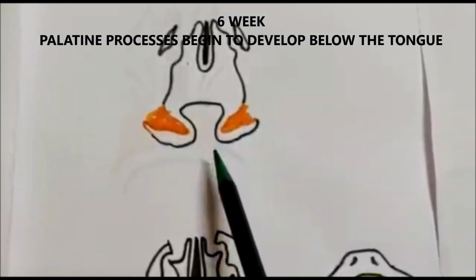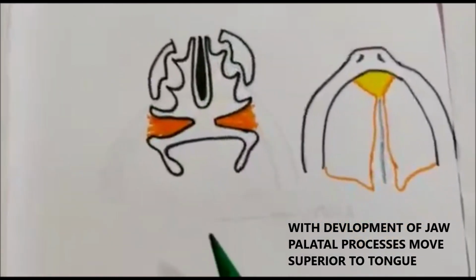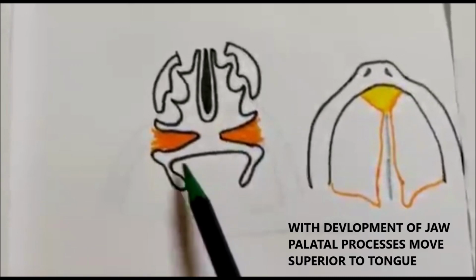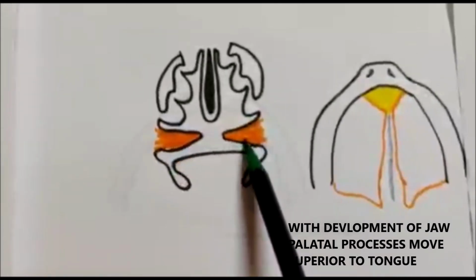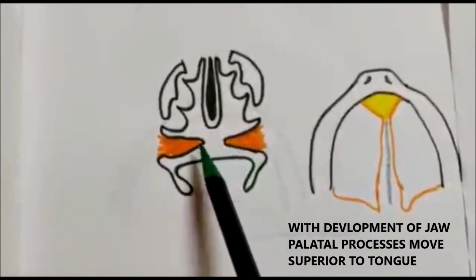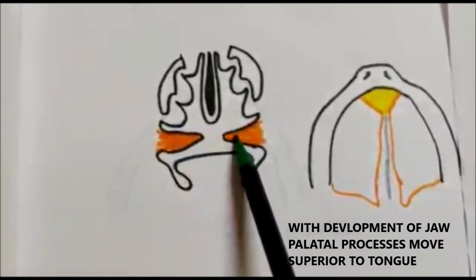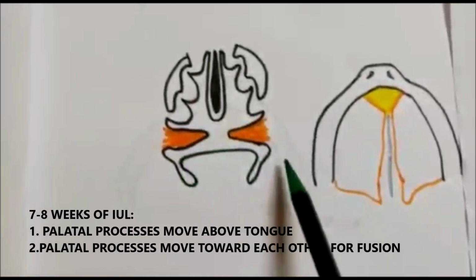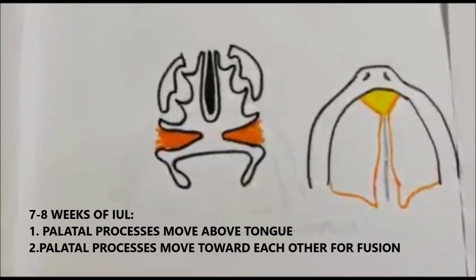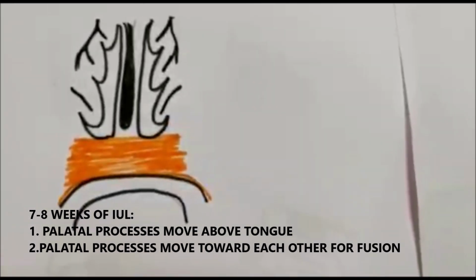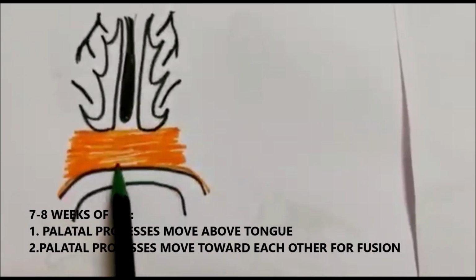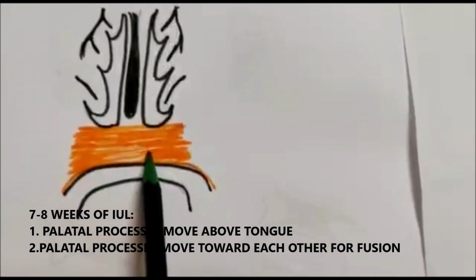But later on, as the jaw develops, the tongue becomes relatively smaller, and because of that these palatal processes or the secondary palate get more space and move above the tongue, and then they start growing medially towards each other. This all happens at around 7 to 8 weeks of intrauterine life. Gradually these palatine processes move towards each other and fuse in the center, thus separating the nasal cavity from the oral cavity.